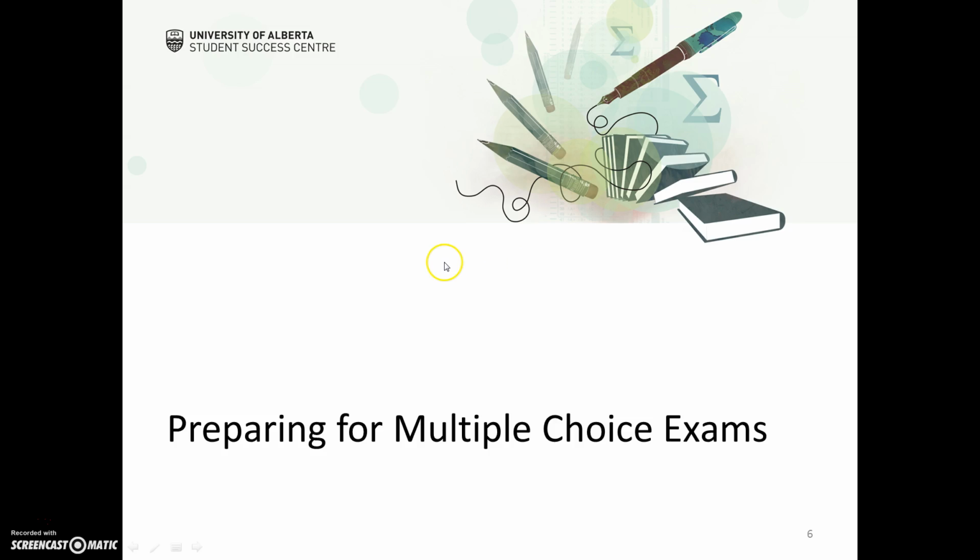Those are the 3 types that we want to be able to label and identify. We want to be able to identify if it's going to be a recall question, if it's going to be an application or an analysis question, or if it's going to be a problem-solving combination question, where it asks us to combine 2 or more answers together.